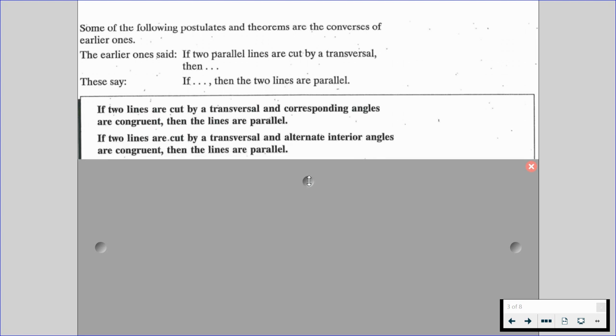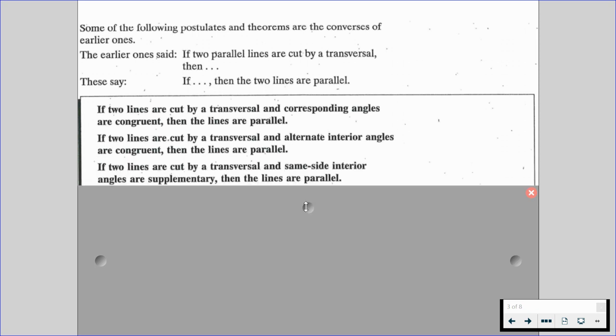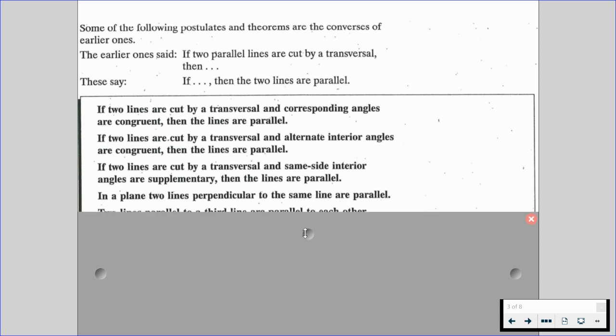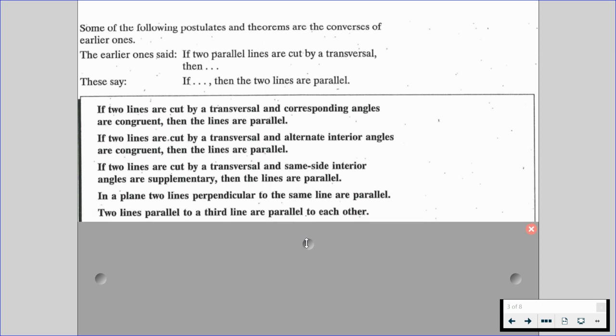Likewise, if two lines are cut by a transversal and alternate interior angles are congruent, then the lines are going to be parallel. If two lines are cut by a transversal and the same side interior angles are supplementary, then the lines are parallel. In a plane, two lines perpendicular to the same line are parallel, and two lines parallel to a third line are parallel to each other.